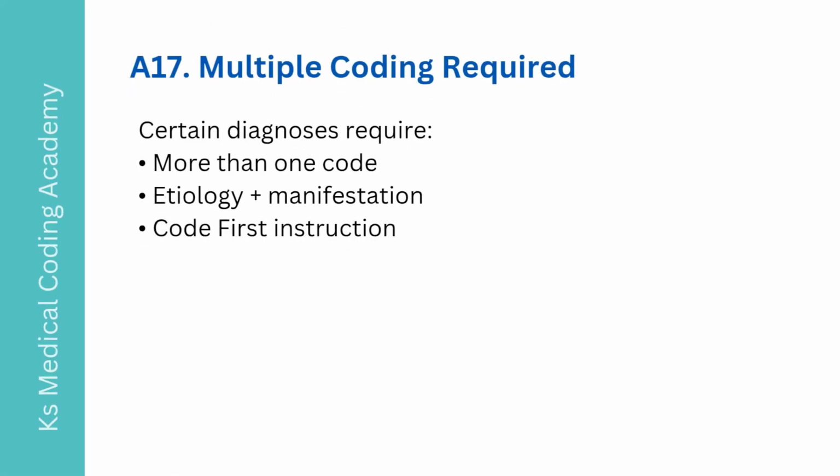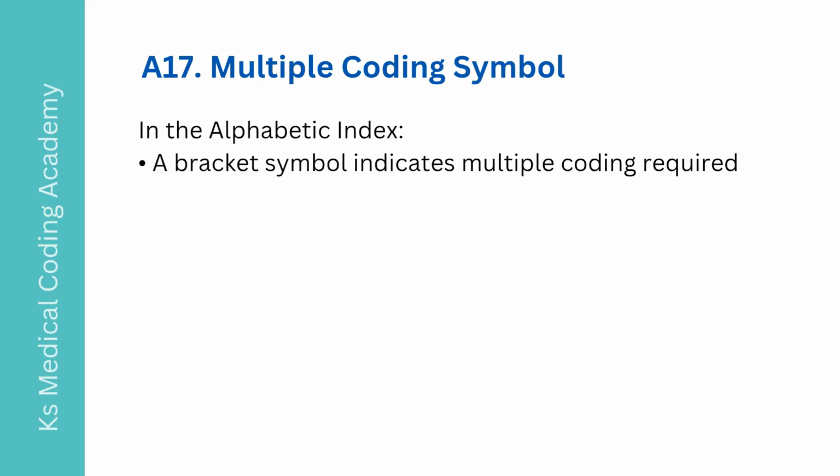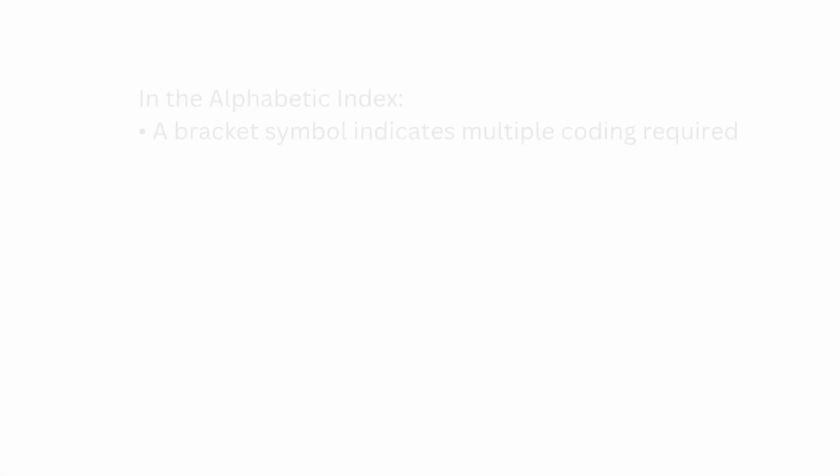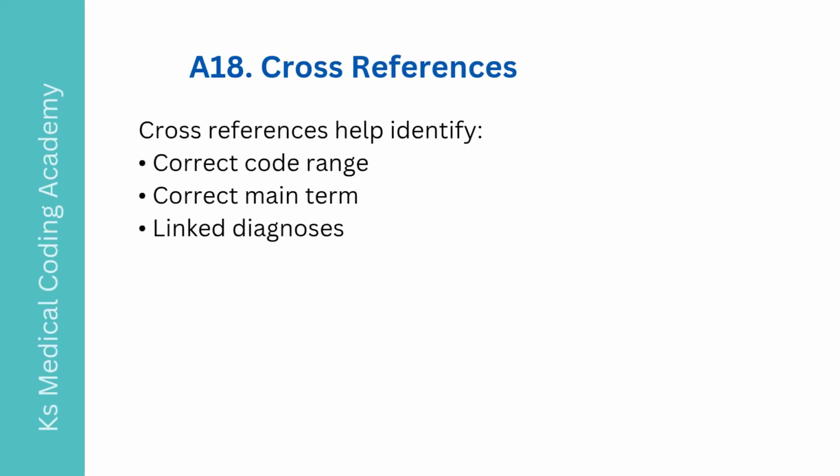Multiple coding required. Certain diagnoses require more than one code to fully describe them. This often follows the etiology plus manifestation principle and the code first instruction. Multiple coding symbol. In the alphabetic index, a bracketed code or other indicators show when multiple codes are required. Pay attention to symbols and bracketed entries in the index. Cross-references. Cross-references in the index point you to the correct code range, the primary main term, or linked diagnoses. They save time and prevent miscoding.